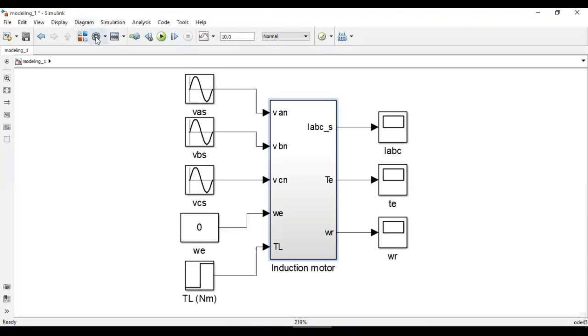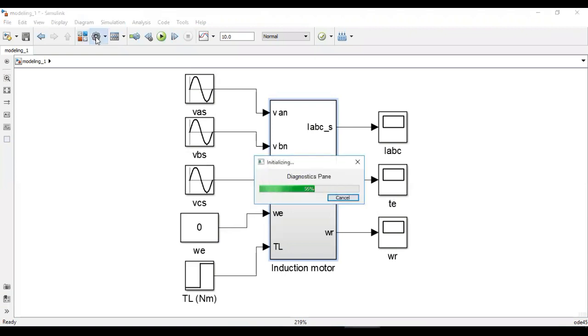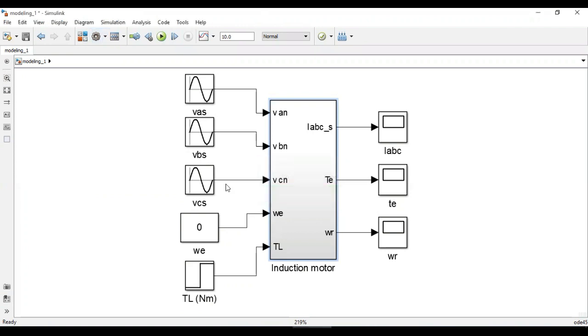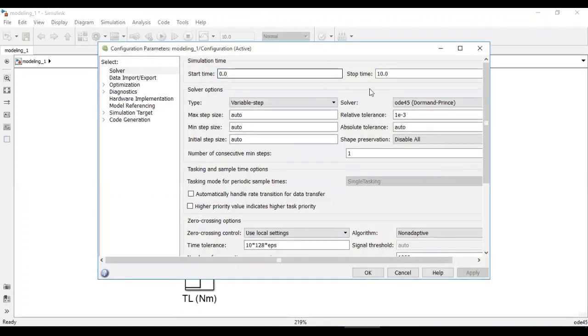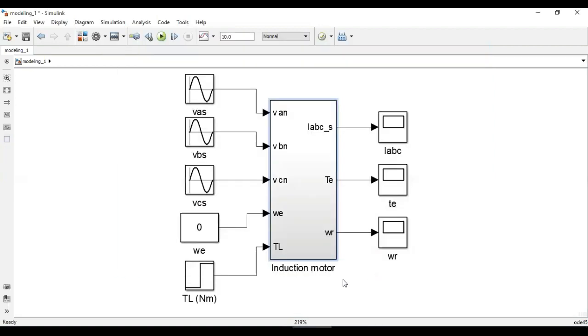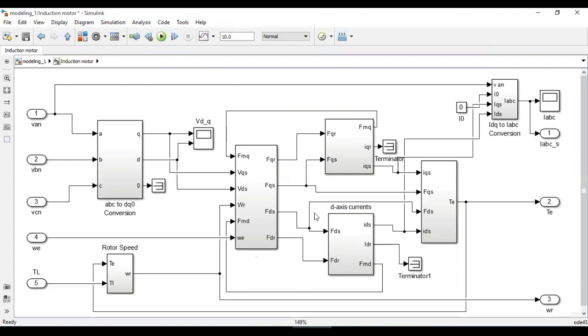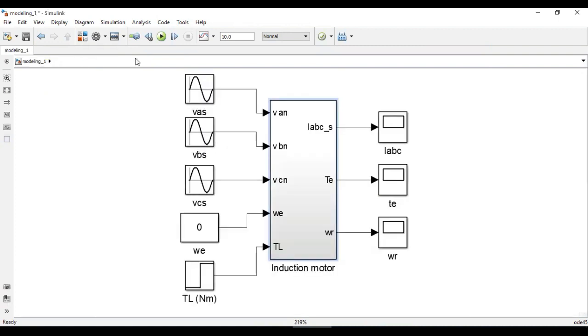And in this simulation, I will also show you the settings of the solver which I have used. So click over here, and here you can see this is the simulation type. This is the solver here. Maximum step size is chosen as auto, and the relative tolerance is chosen as 10 raised to power minus 3. So I think all data has been seen. Now let's run this simulation. So I will click on run. So this is the simulation which is running.